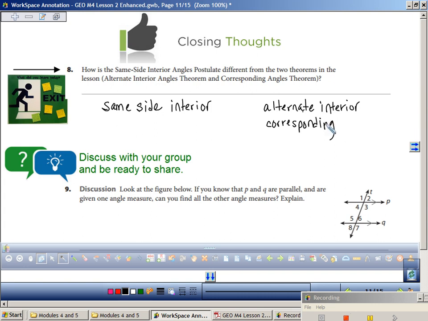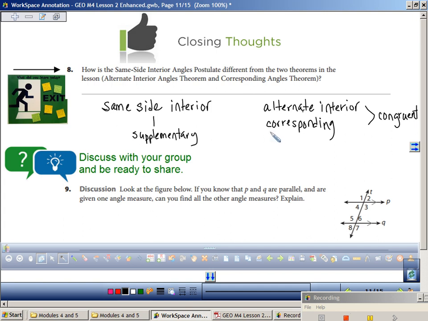Let's hear it, Chris. Same side interior, they add up to 180. Fantastic. So these would be supplementary. And these two would be congruent. Good. That's what you want to write. That's what this lesson was about today. This is supplementary. These two are congruent. What else can I add to the list that's congruent?